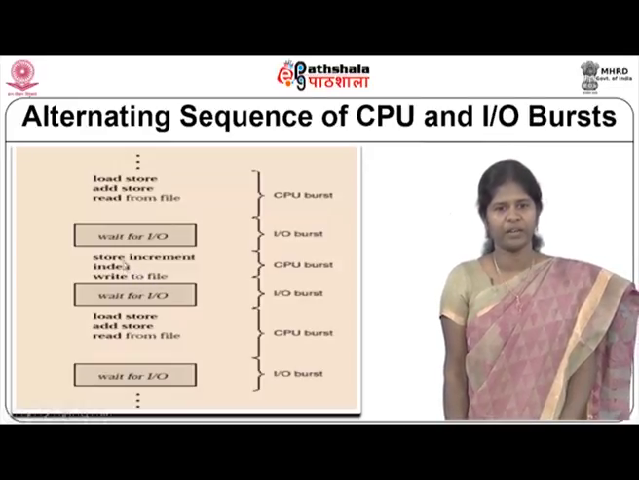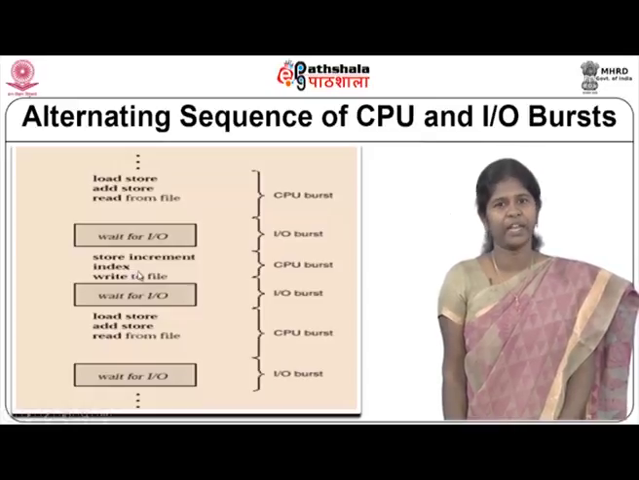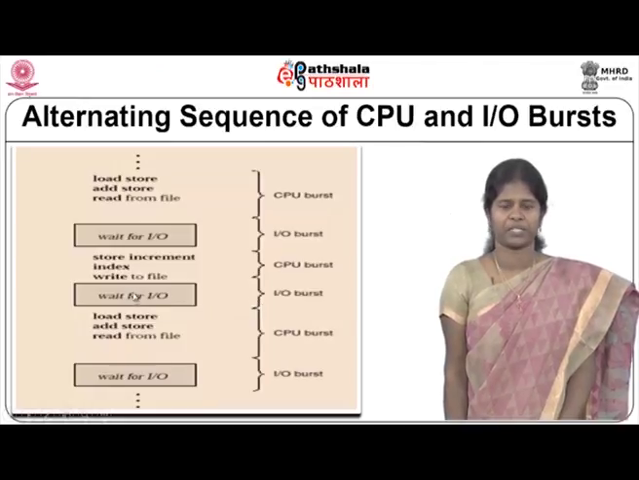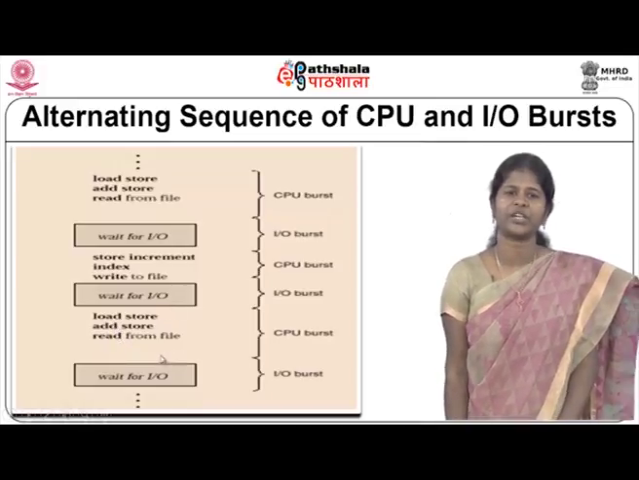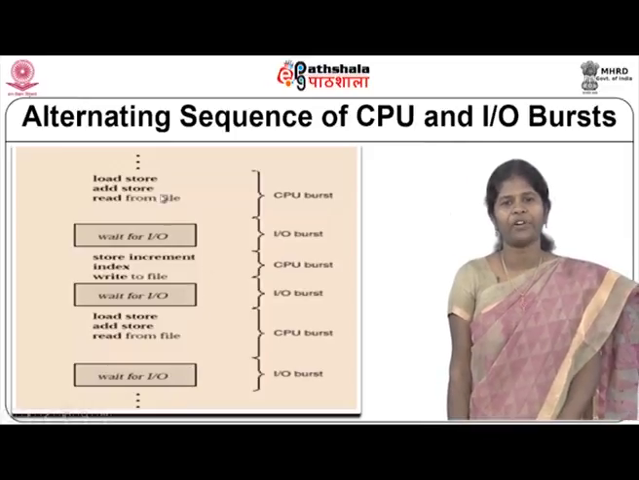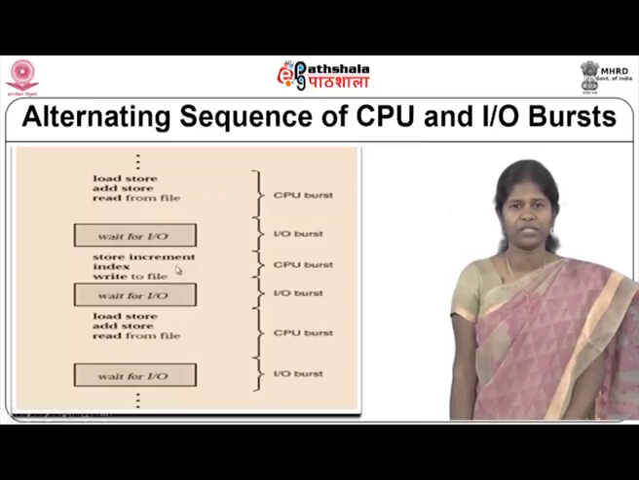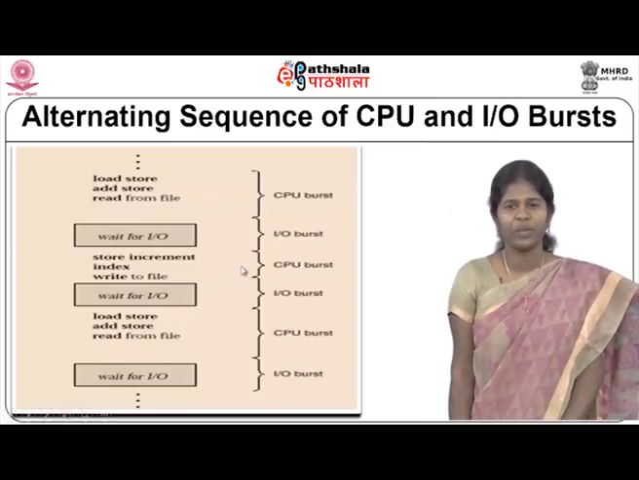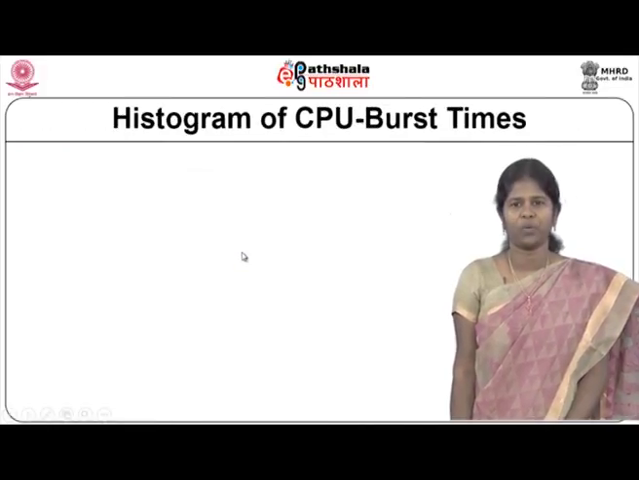The first two here, store and index, are CPU related instructions, and then this write is writing to a file which is again an IO instruction. So, the process again goes to wait for IO. Now there is an IO burst. Then again you have load, add which are CPU instructions, and then read from a file which is an IO instruction and so on. This is how any program will be. It will have an alternating sequence of CPU and IO bursts.